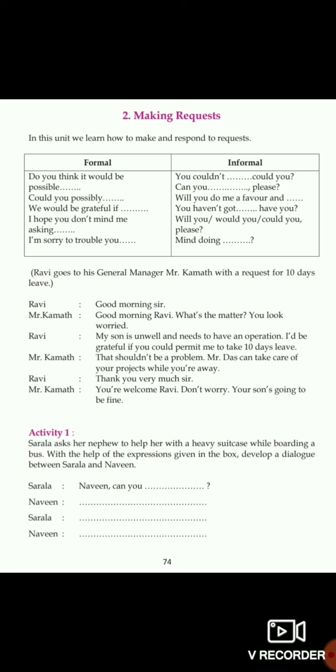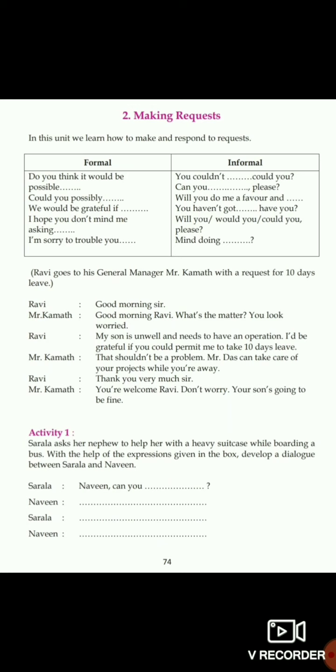The formal way, as I've told you, is for those who are not close to us and those who are enjoying a high authority. With them we have to have a formal way of communication, and we have to make formal requests. And the informal way of making requests is with friends, relatives, with the parents. It could be anyone who is known to us.